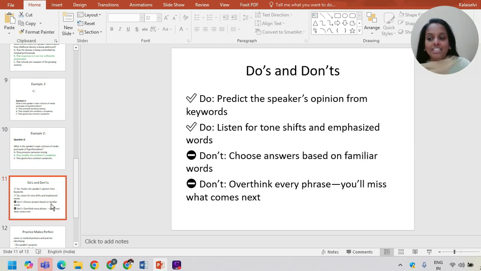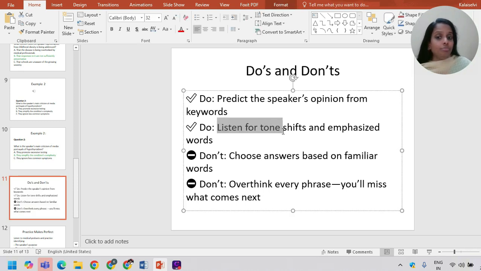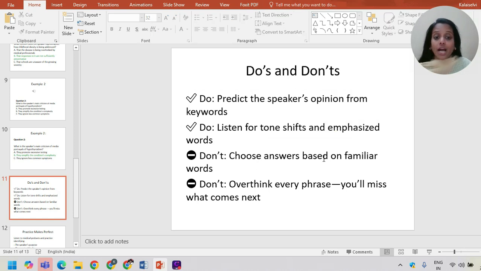Got it? Let's see what the do's and don'ts are. Try to predict the speaker's opinion from the keywords and do listen for tone shifts and emphasized words. And here are some of the don'ts. Don't choose answers based on familiar words. Based on the audio, based on the facts, you're supposed to choose. Don't overthink every phrase. You will miss what comes next.